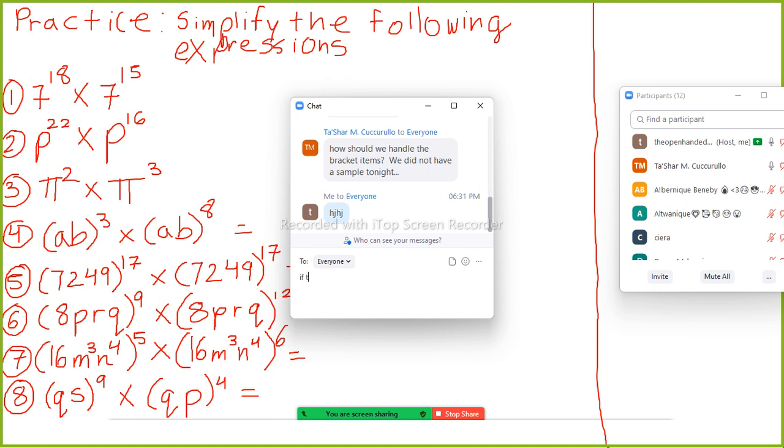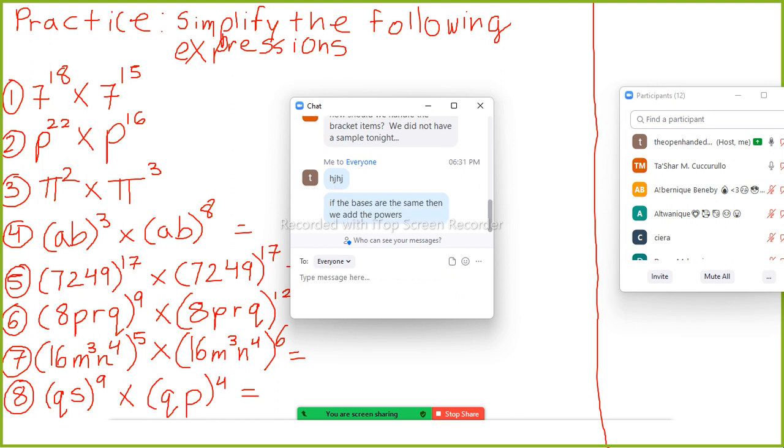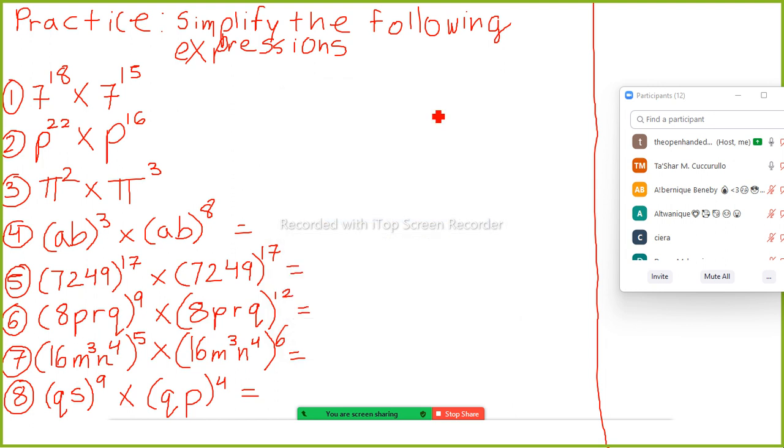If the bases are the same, then we add the powers. So just keep that in mind with those bracketed ones. If the bases are the same, then you add the powers.